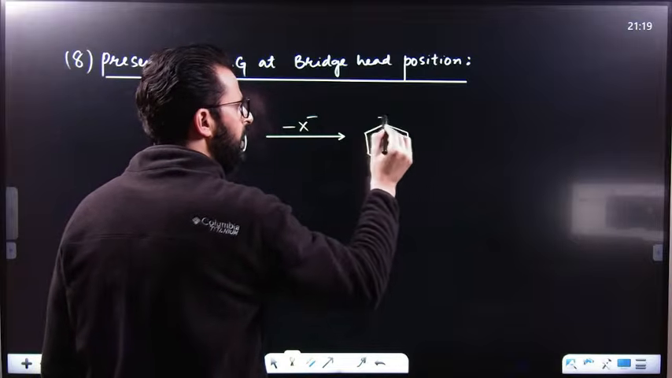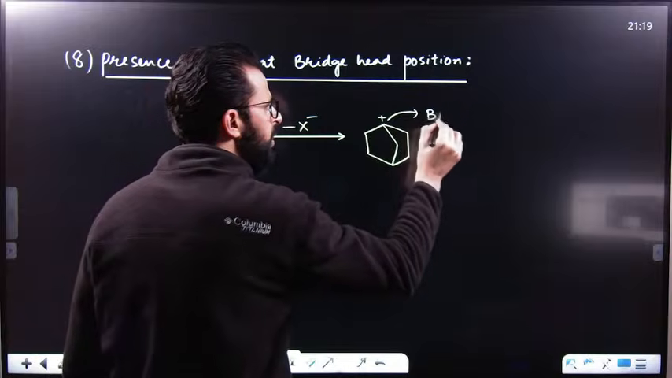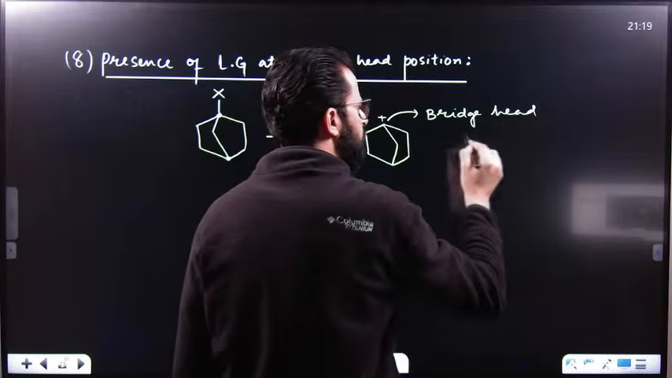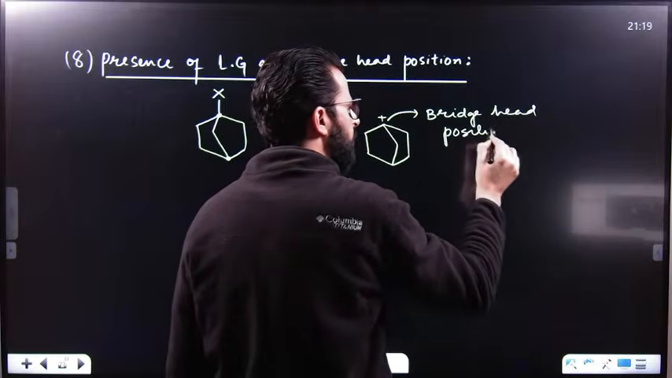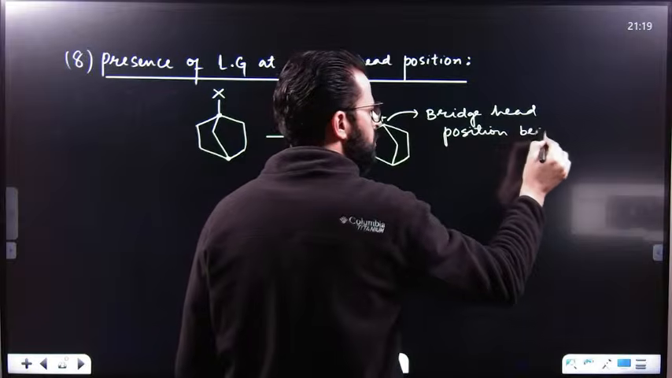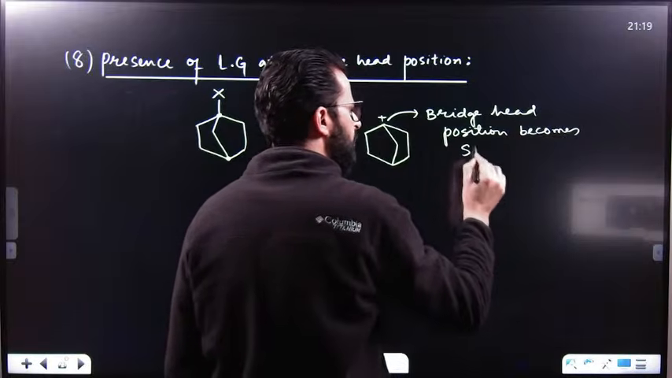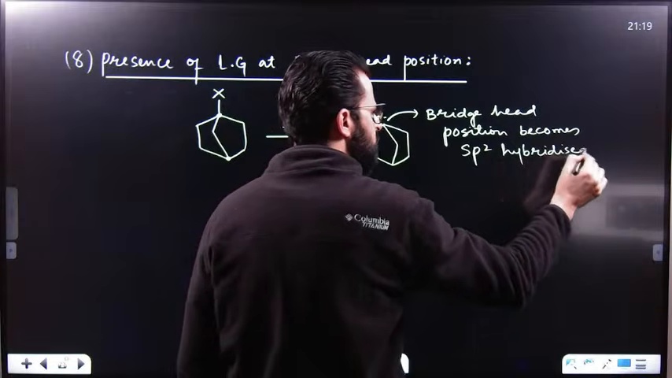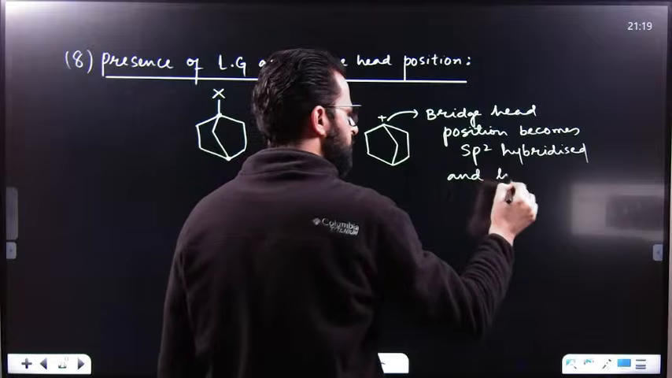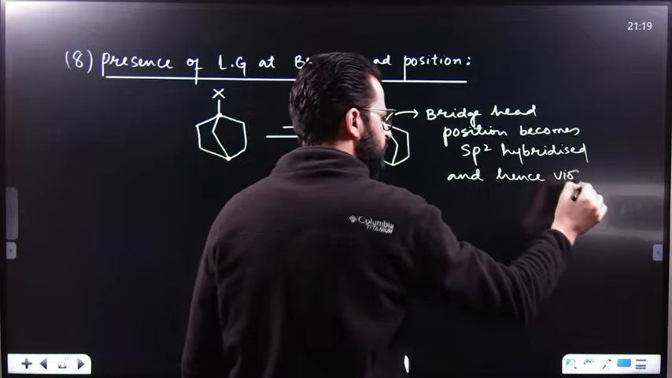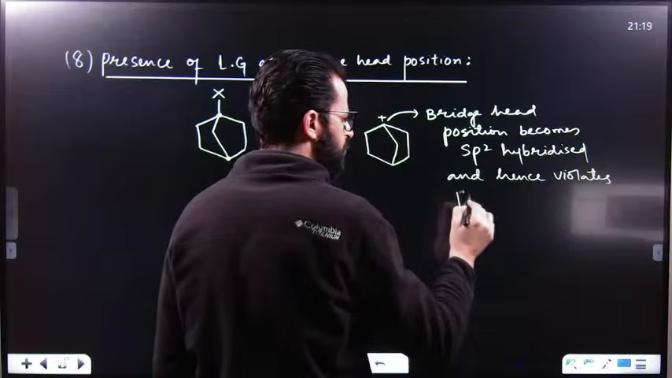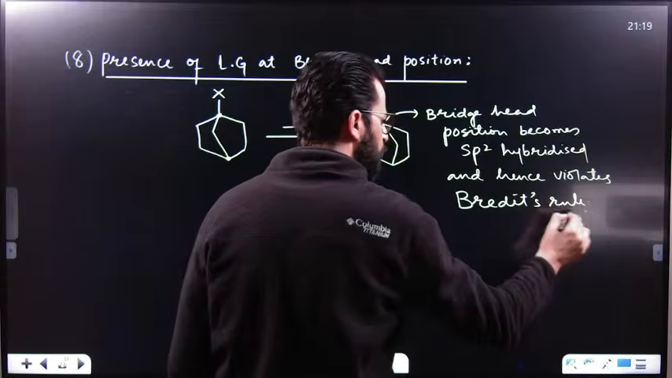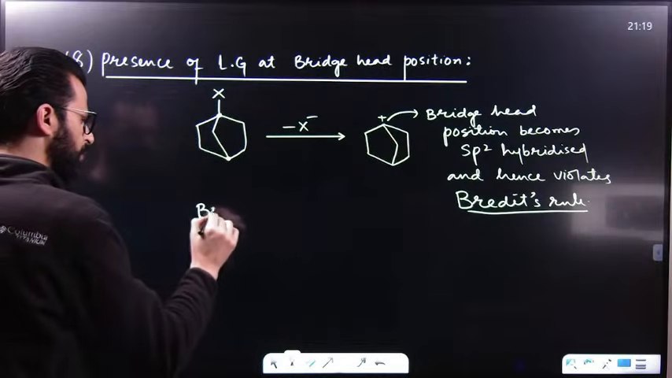But this carbocation, that means at the bridgehead position, by doing so the bridgehead position becomes sp2 hybridized, and hence violates Bredt's rule. Because what is Bredt's rule? Bredt's rule says, let me write down over here.